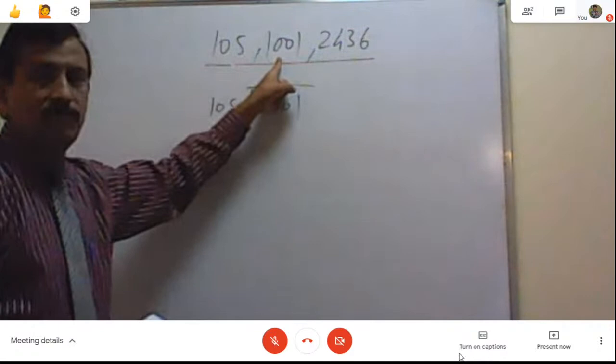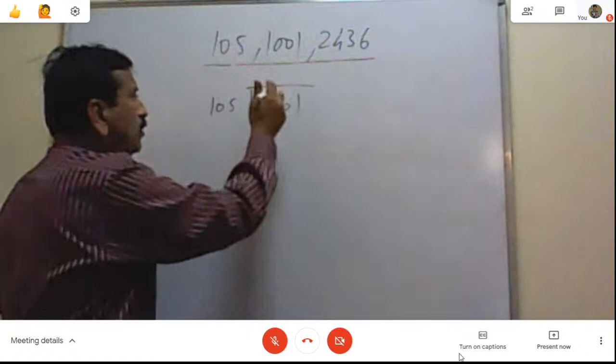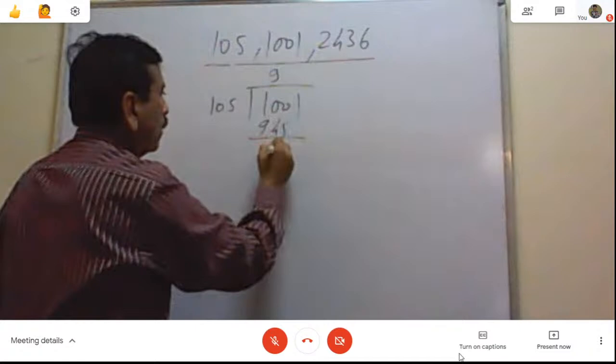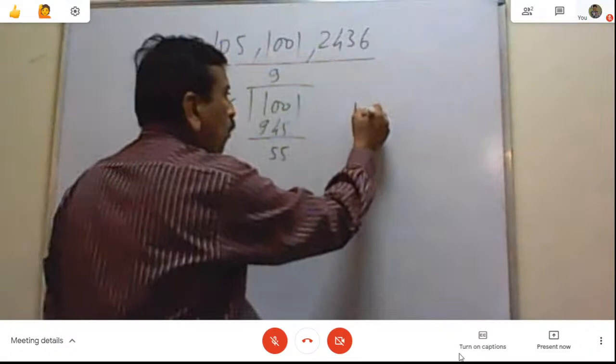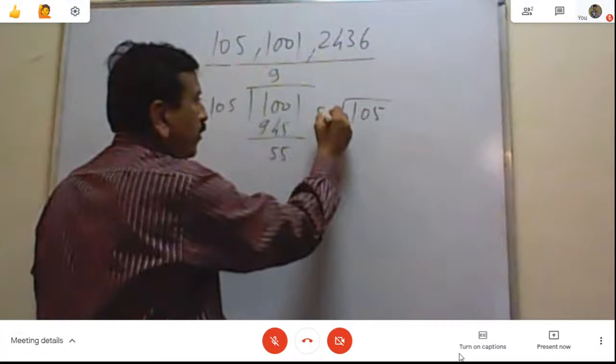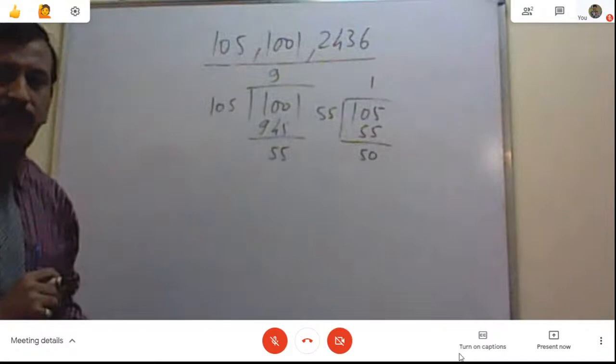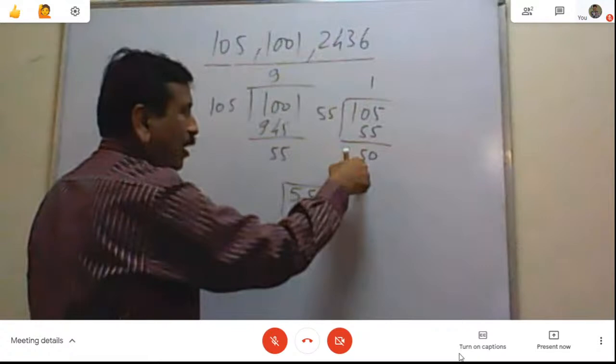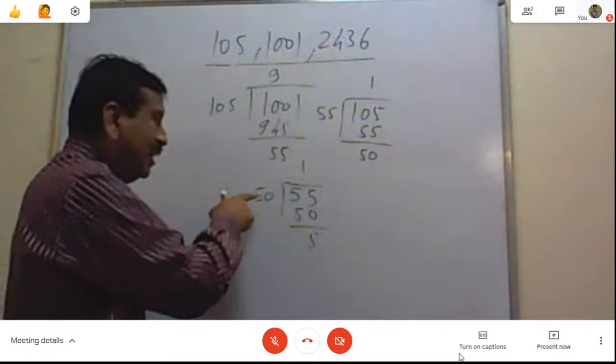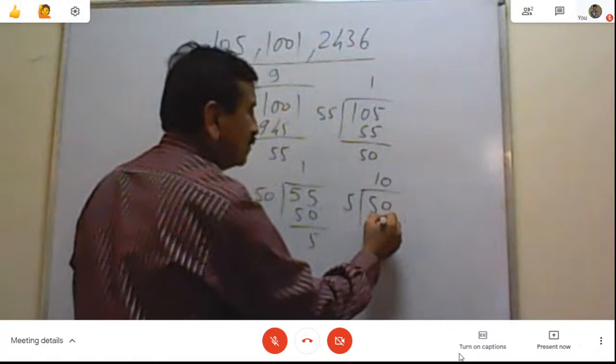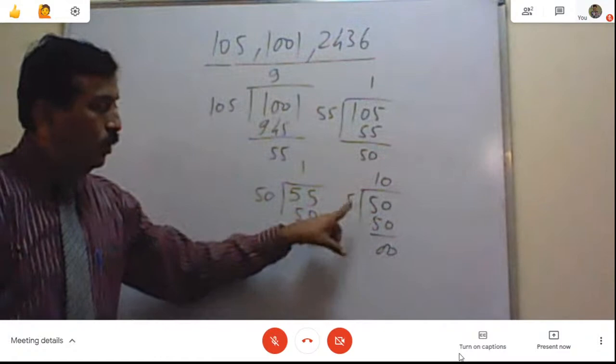Okay? 105. So I can have 9. I am having 55. 55 not divisible by 105. So what do we do? 105. This divisor is divided by this remainder, 55. I am getting 50. Then this divisor is divided by this remainder. I am getting 5. Then this divisor is divided by this remainder. And we get remainder 0.